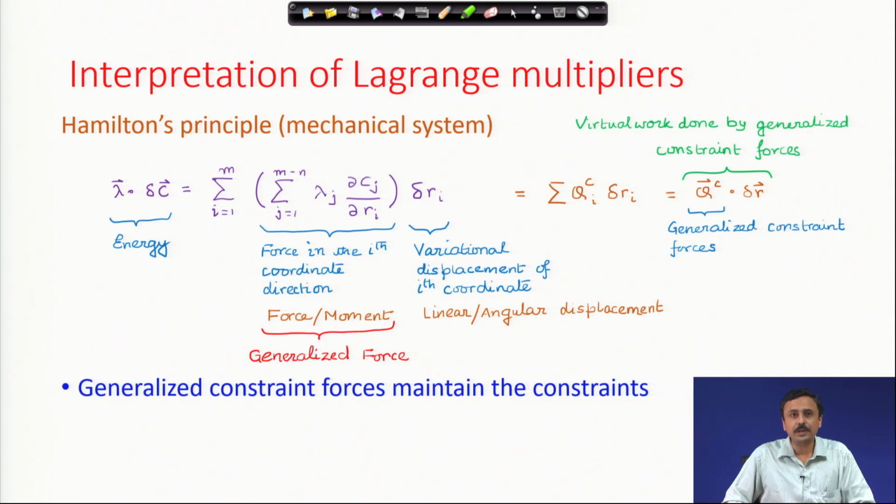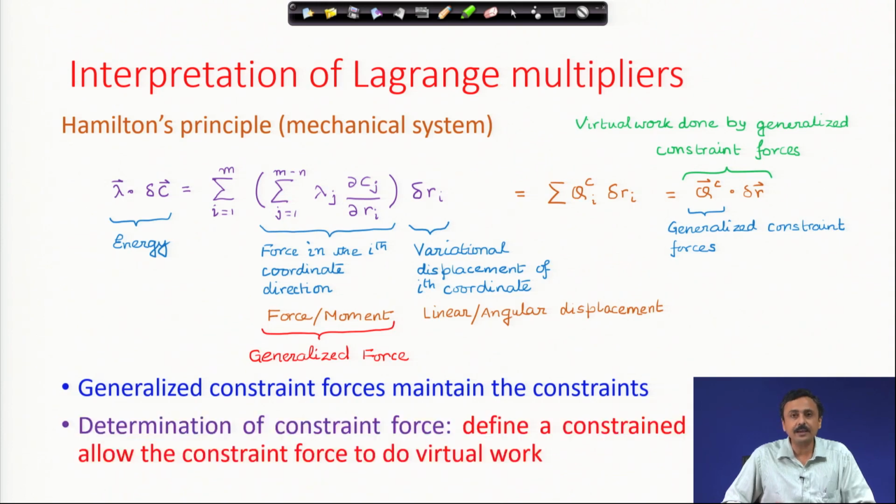What we conclude therefore is the generalized constraint forces. What is the purpose of these constraint forces? These constraint forces maintain the constraint, just like in the example of the pendulum that we had looked at in the last lecture. The constraint forces maintain the motion of the bob on a circular path. Generalized constraint forces are responsible for maintaining the constraint, whatever it takes to maintain the constraint, that comes from the constraint forces.